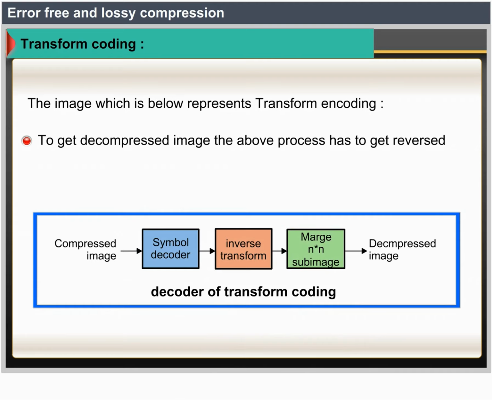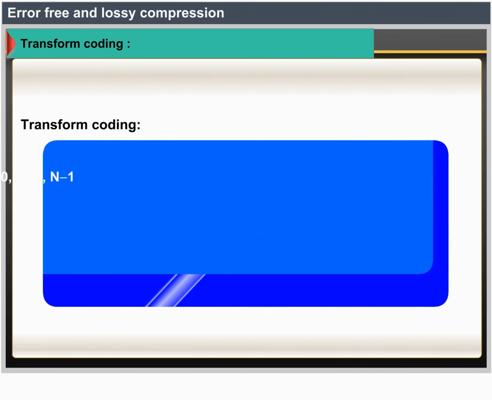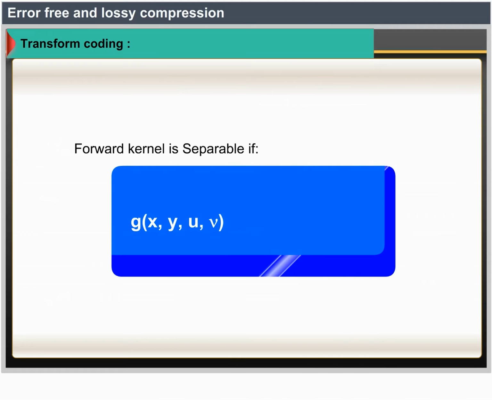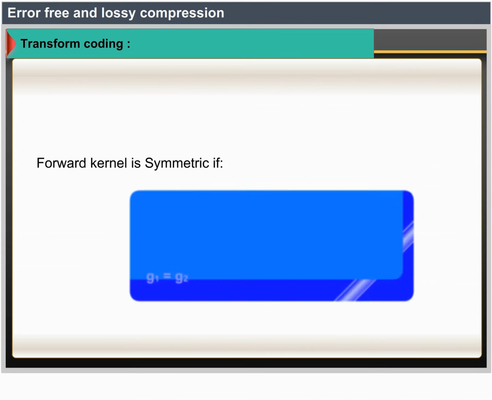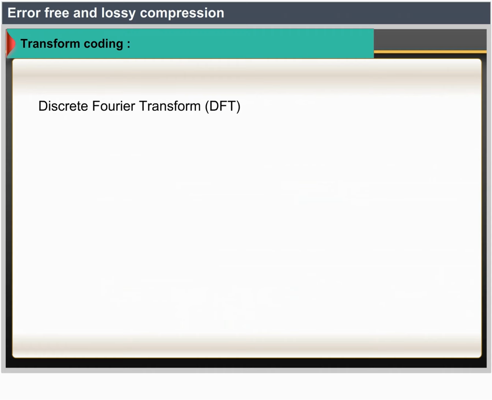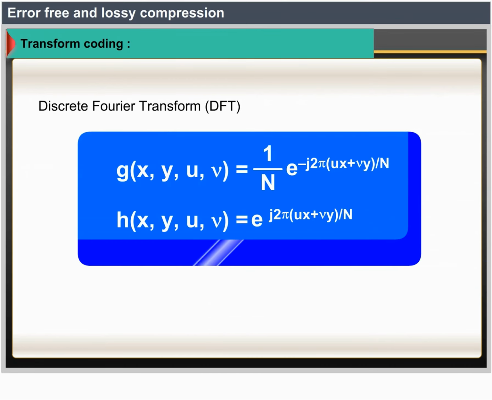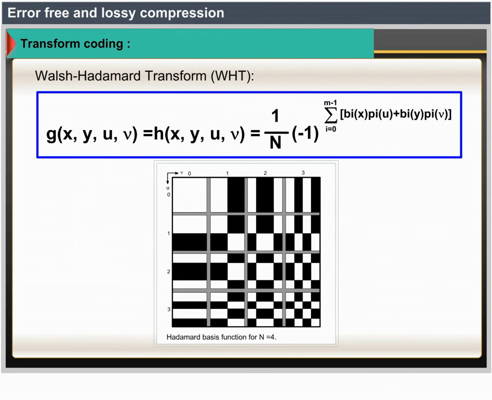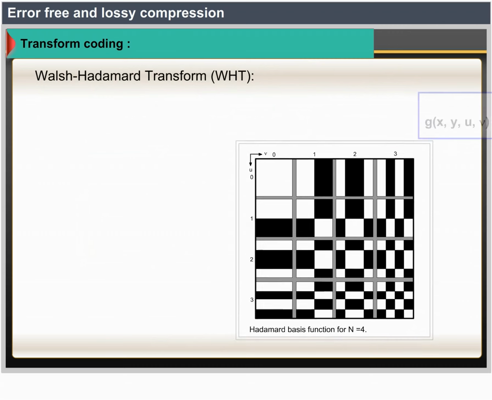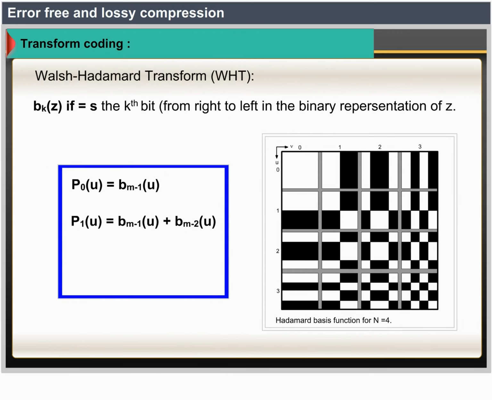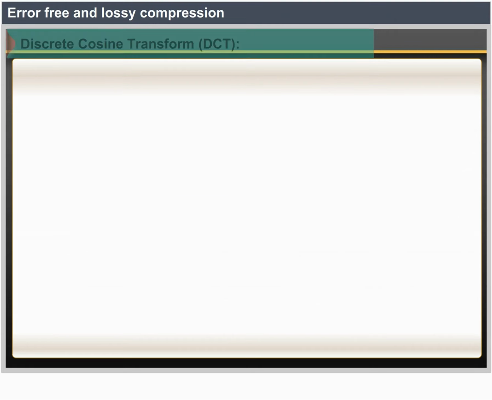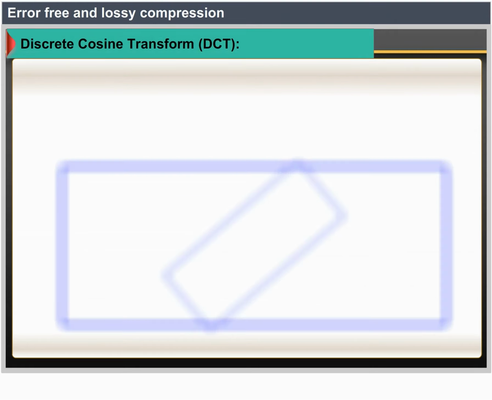The transform coding equations can now be seen. This is now shown for two different cases: forward kernel is separable and forward kernel is symmetric. The discrete Fourier transform, DFT, equations can be seen on screen, followed by the Walsh-Hadamard transform, WHT. The Walsh-Hadamard basis function is also shown in the diagram now. Discrete cosine transformation, DCT, equations follow. The related diagram can now be seen.